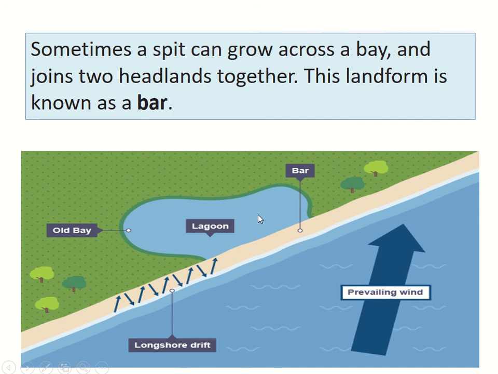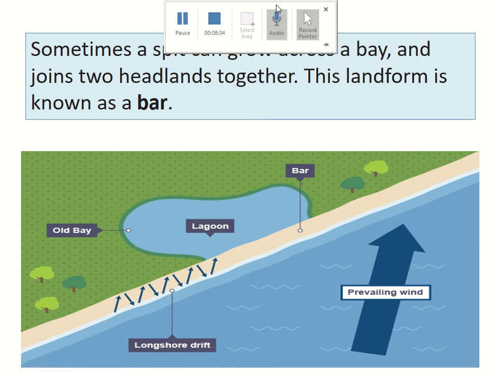Now we've got to remember this doesn't happen overnight. This bar would slowly be forming over time until eventually it connects the 2 headlands. It leaves a lagoon behind it, and you might think eventually this might dry out, but usually they are still supplied with water from waves and storms, etc.